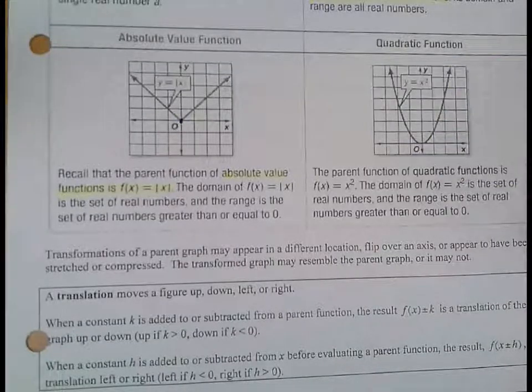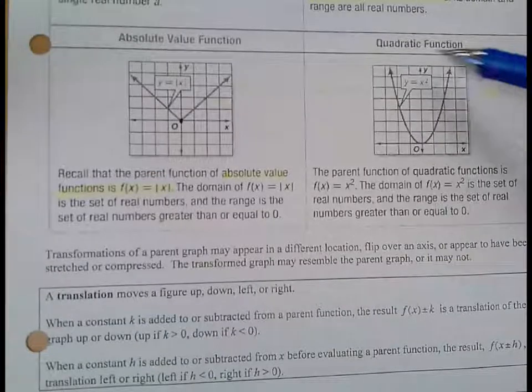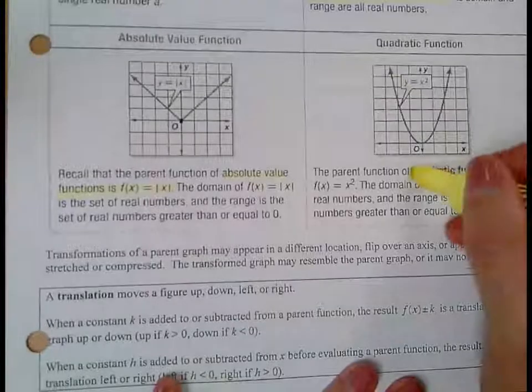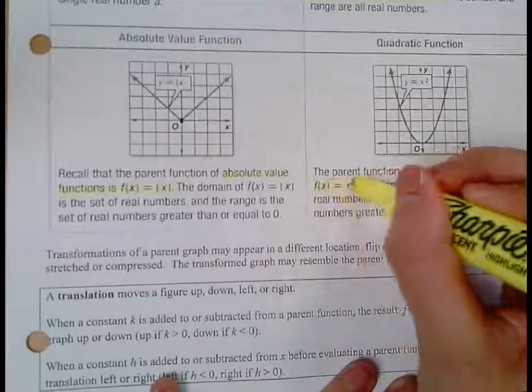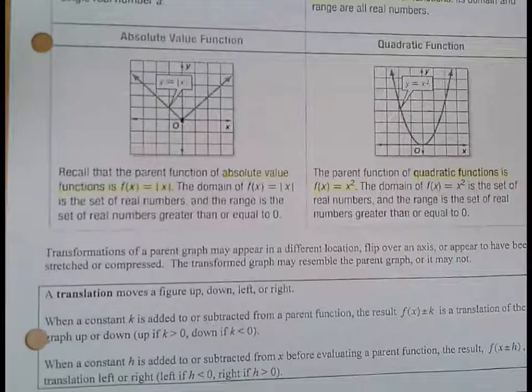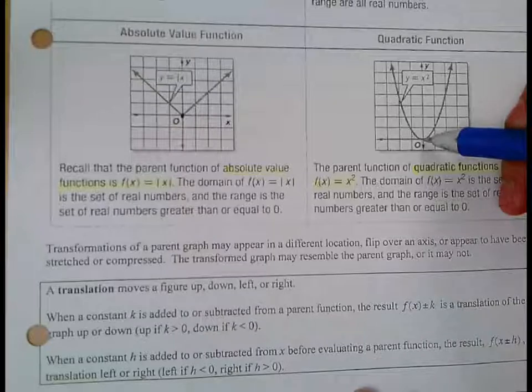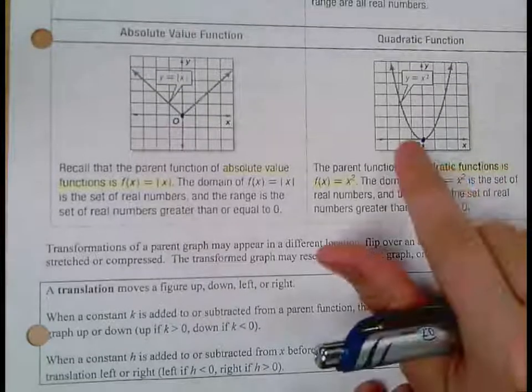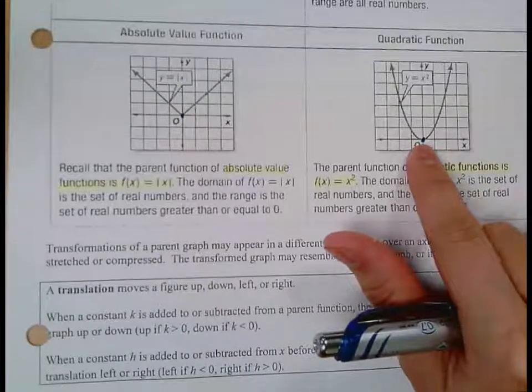And then we have quadratic functions. So we do spend all of Chapter 4 really looking at quadratic functions, but they're just previewed here with transformations. So the parent function of a quadratic function is f of x equals x squared. Domain is all real numbers, and the range, just like absolute value, is all real numbers greater than or equal to 0 because parabolas also have a vertex, and that vertex for the parent graph is at 0, 0.